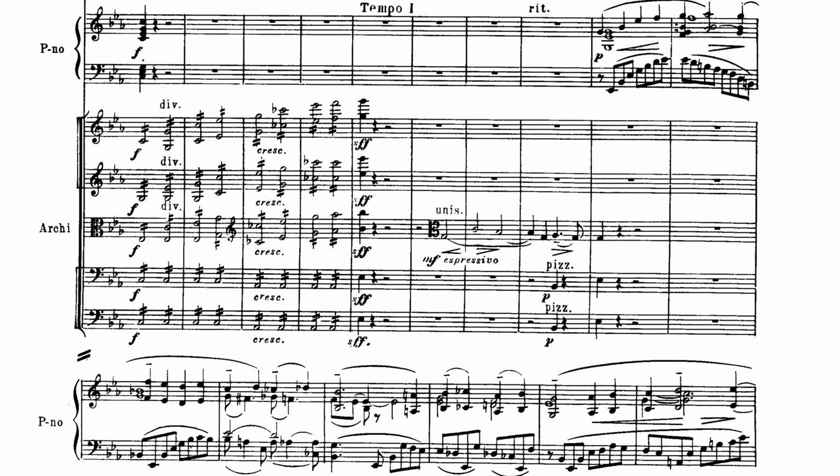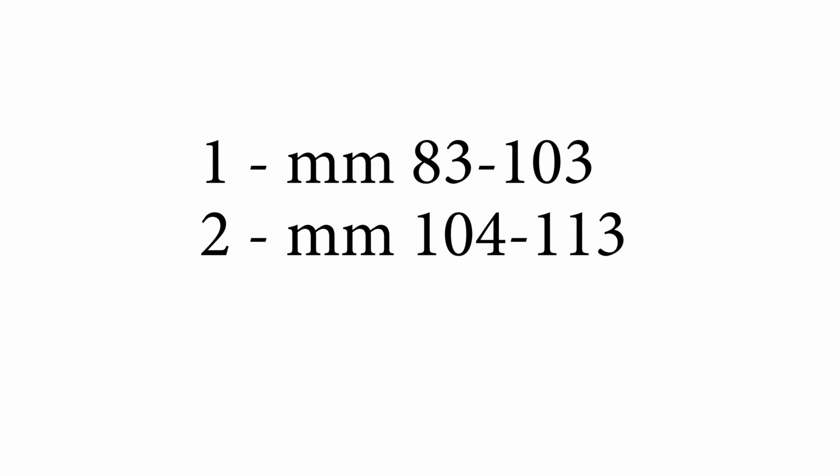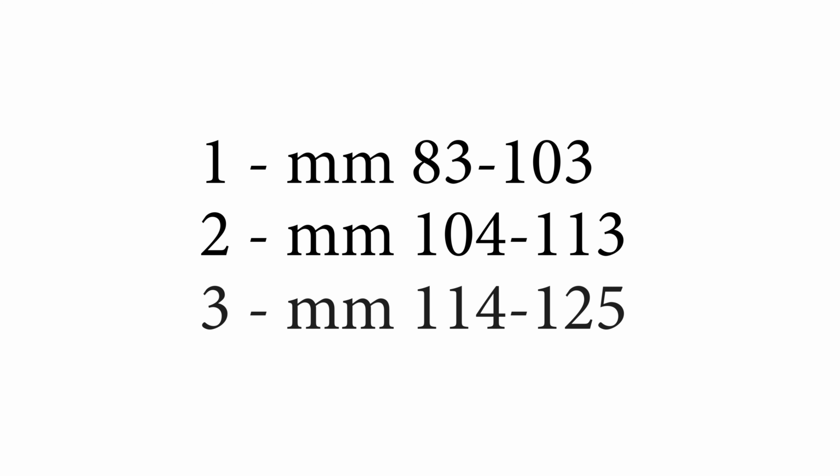Naturally, the piano takes over with this gorgeous melody. And this second theme can be split into 3 blocks: measure 83-103, measure 104-113, and measure 114-125. On measure 103, we can see the cellos entering with the rising motive of the second theme.